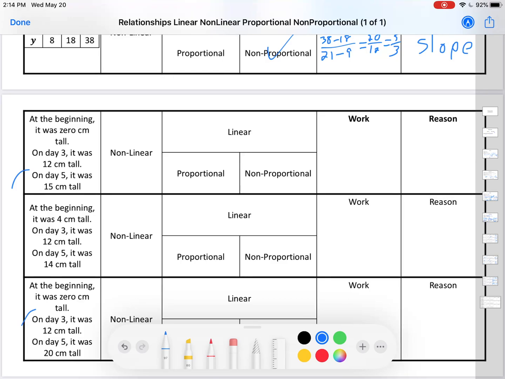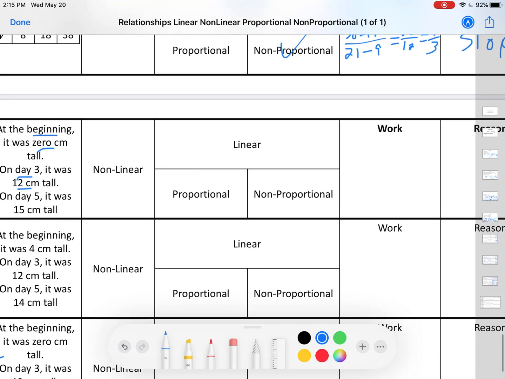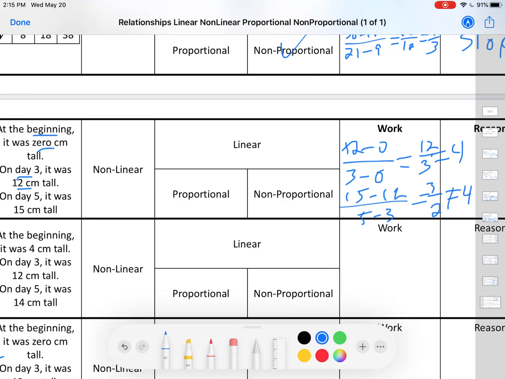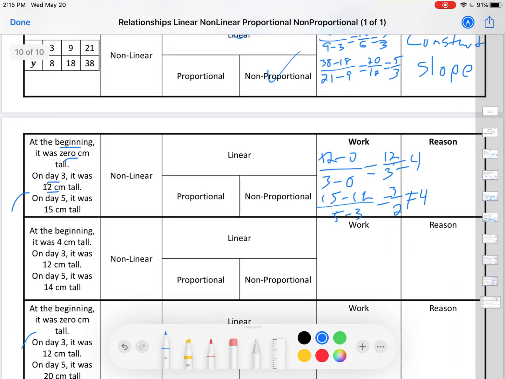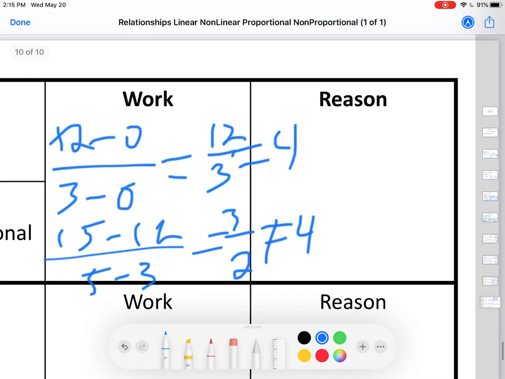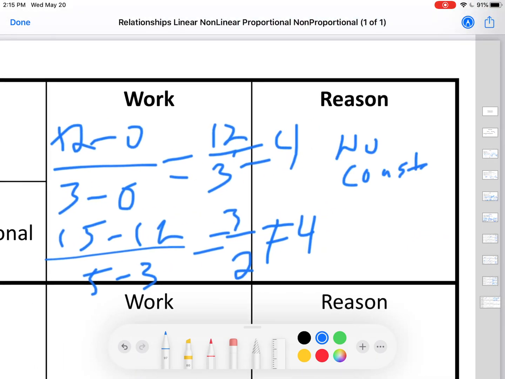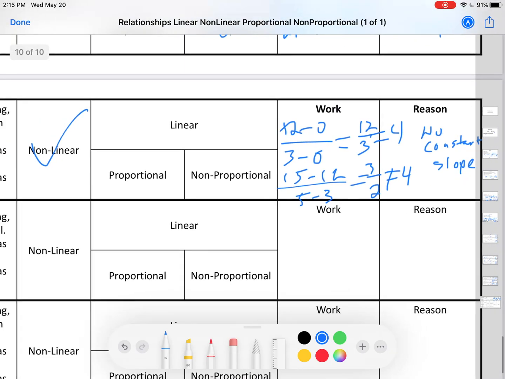If it's linear, it has a constant rate of change. Okay, 0 to 3, beginning is day 0, 12. So that would be 12 minus 0 over 3 minus 0 equals 12 over 3, which is 4. Let's see, 15 minus 12 over 5 minus 3 is 3 over 2, which is not 4. Therefore, this must be non-linear. And how do we know? No constant slope. Okay.